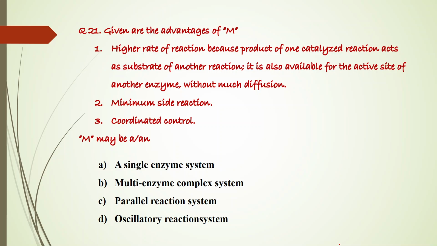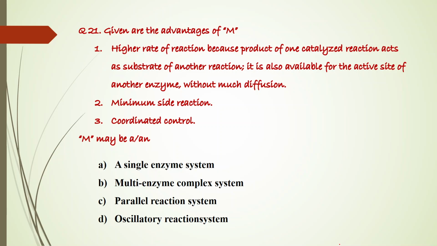So in this question it is stating that given are the advantages of M. What is M? That is not stated. So let us look at the advantages. First of all, the first advantage is higher rate of reaction, because the product of one catalyzed reaction acts as a substrate of another reaction. It is also available for the active site of another enzyme without much diffusion. Fine. Another advantage is minimum side reaction, and the third one is coordinated control.